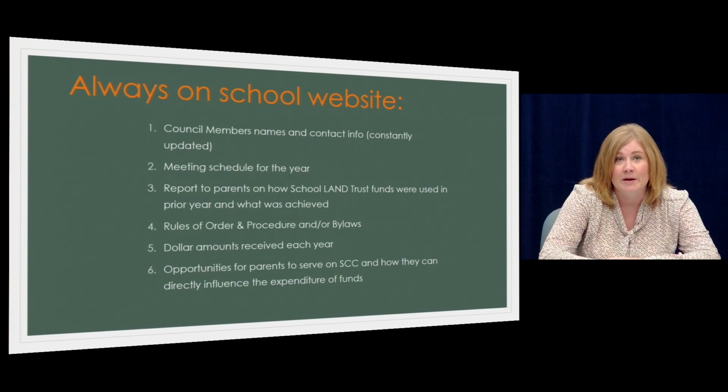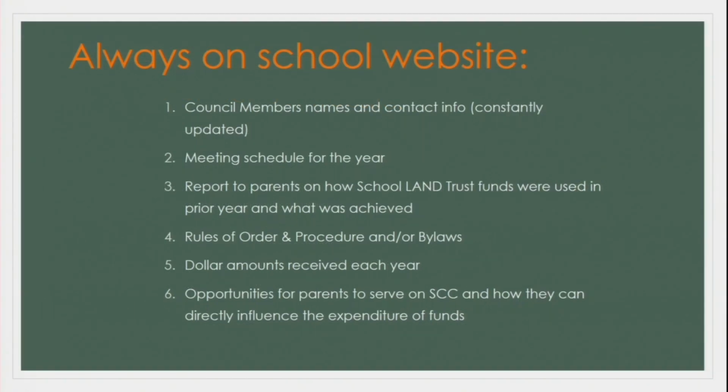You need to report to parents how the school trust land funds were used in the prior year and what was achieved. The rules of order are important to post. You may choose to follow Robert's Rules of Order or adapt some rules that work well for your council. You also need to indicate the dollar amounts that were received each year. Last of all, you need to include opportunities for parents to be involved with community councils. That can include election information and procedures for your school and an invitation for parents to come to community council meetings and listen to your discussions and share input.